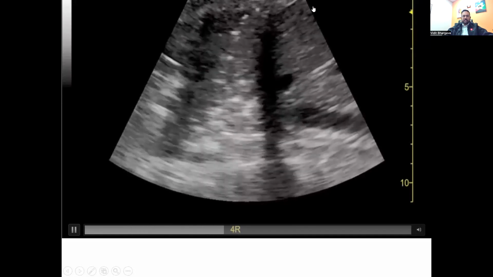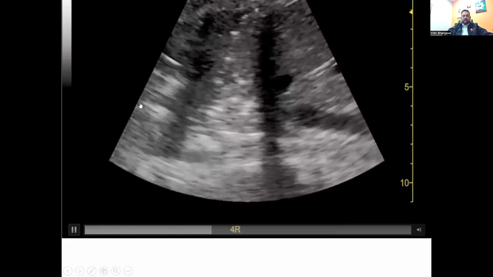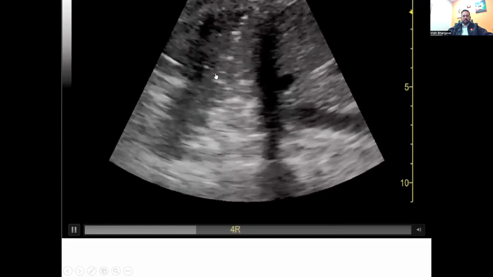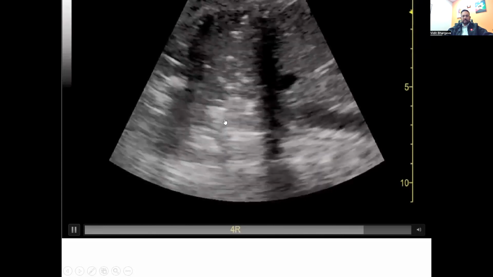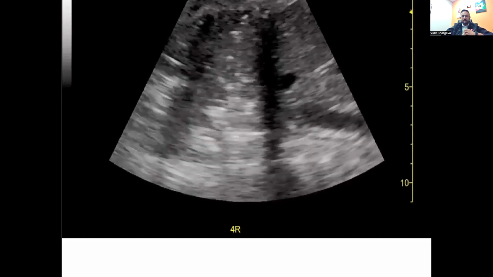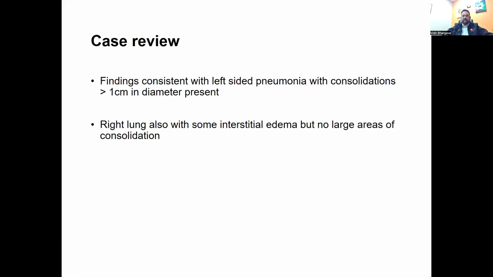On the right side, we can see here is the liver. And then you can see this pretty large area of consolidation with air bronchograms. There are at least 1 to 2 dynamic air bronchograms that we can see, almost no pleural effusion. This would be consistent with a pneumonia. The patient is already on antibiotics. So at this point, it would be supportive management and waiting for resolution of pneumonia. So the findings here were consistent with right-sided pneumonia. And there was some interstitial edema in other areas of the lung, but no large areas of consolidation or effusion.